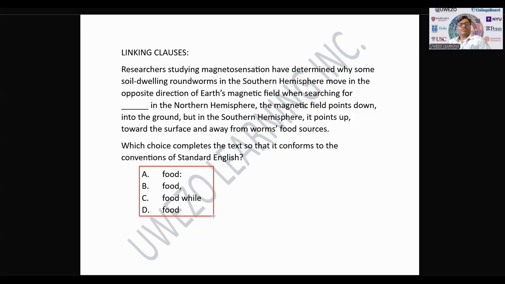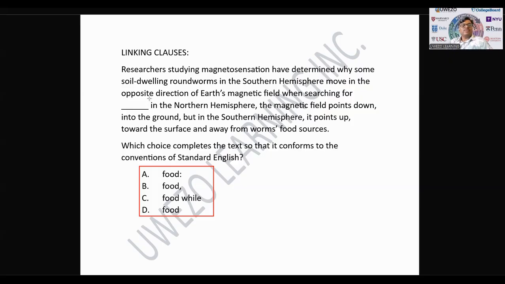Okay, so before we jump to them, let's try to understand what exactly we are connecting. So we break the text into two parts, before the blank and after the blank, to understand what exactly we are connecting here. So the first part says, researchers studying magnetosensation have determined why some soil-dwelling roundworms in the southern hemisphere move in the opposite direction of Earth's magnetic field when searching for food. Now this looks like an independent clause.